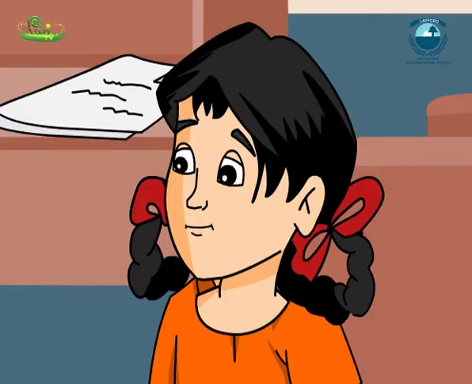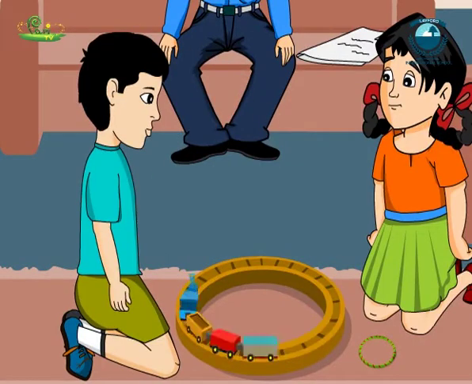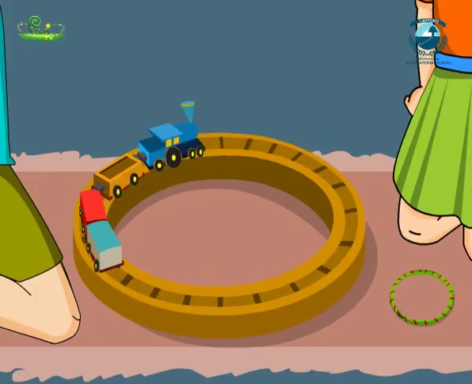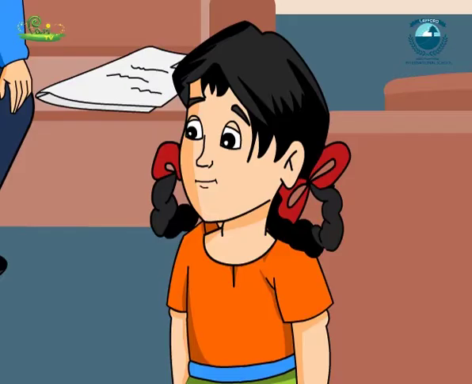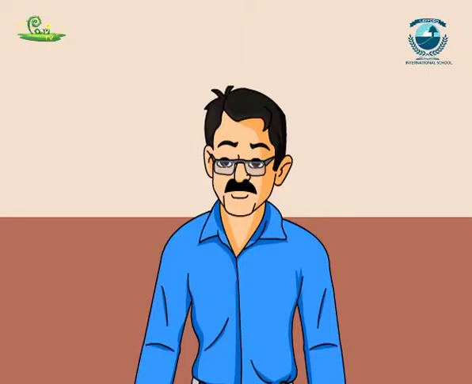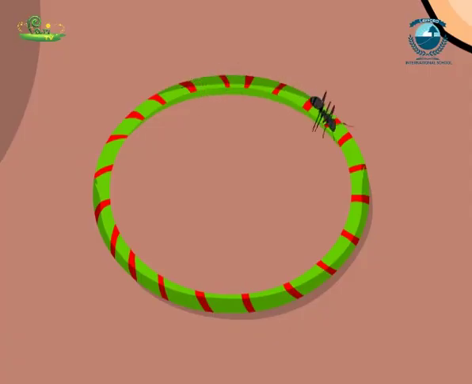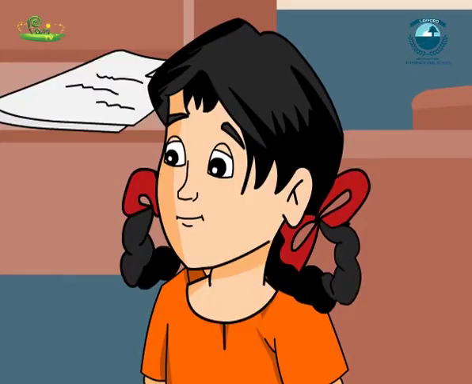Okay, Poonam, bring here the toy train. Okay, Papa. Now, Pankaj, start this train and see what happens. Papa, it will move on the rail. It is moving continuously on the rail. Yes, but can you see the similarity between movement of ant and movement of the rail? Yes, Papa. Both are moving continuously and coming to the same point again and again.